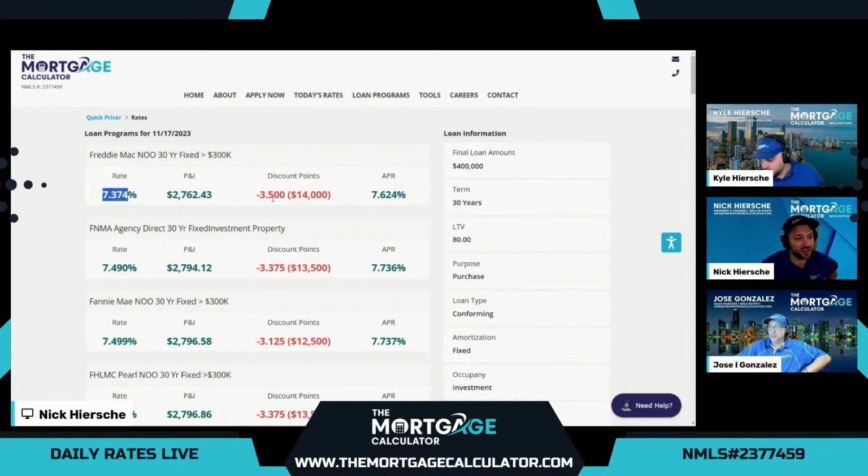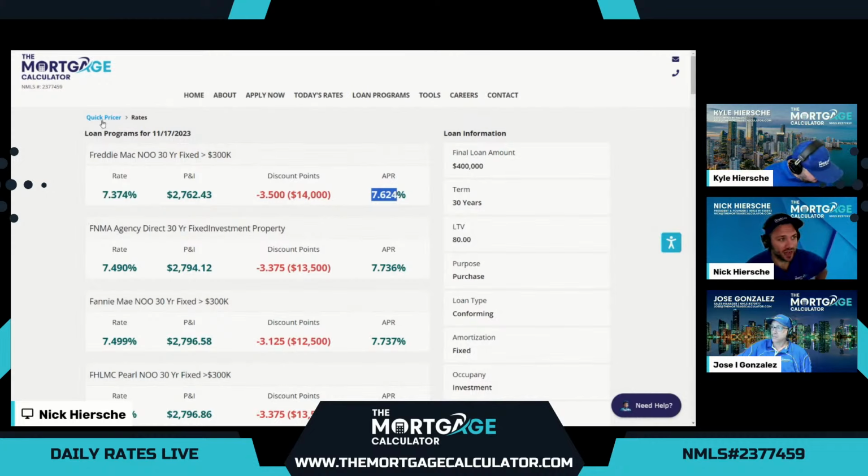Anyway, option here at the top, 7.374, strange rate there, for 3.5 discount points and costs. Put the final APR at 7.624 for the best option here for non-owner occupied investment property using conventional. So finally, some decent rates here for conventional. So those customers that want to use the full doc definitely welcome these changes to the rates.